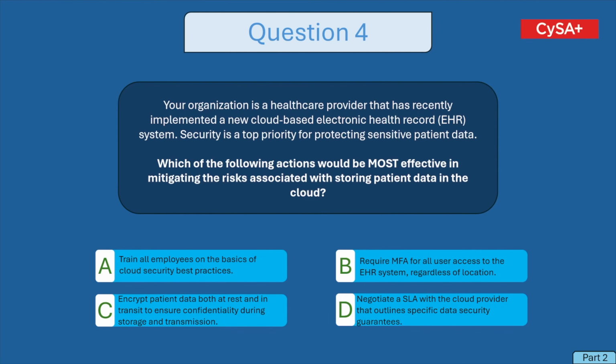Now B sounds like a really good answer, and you should still have B as a solution in this scenario. But keep in mind that MFA is an access control, not a data protection solution. Like, you would never use MFA to protect unencrypted data. You would encrypt the data. So I'm going to go with C here.